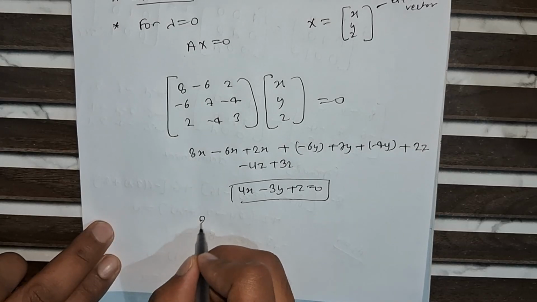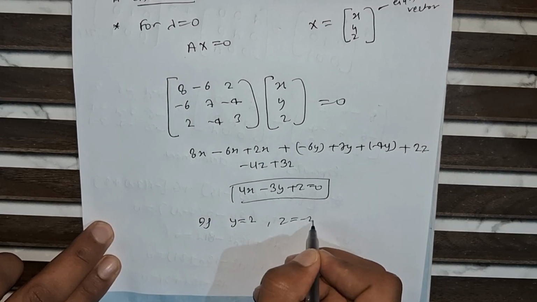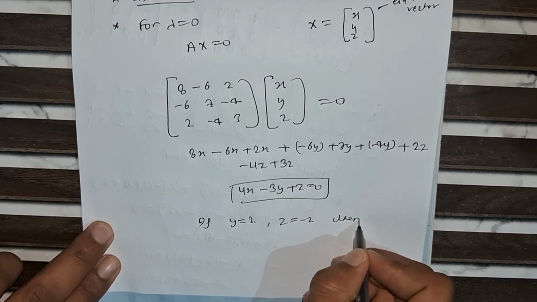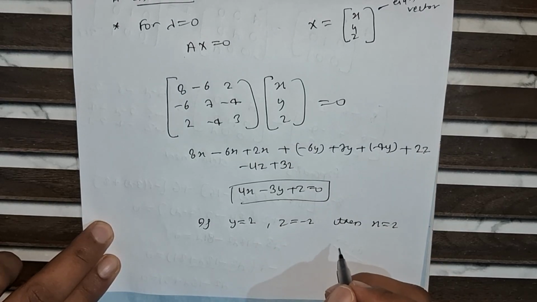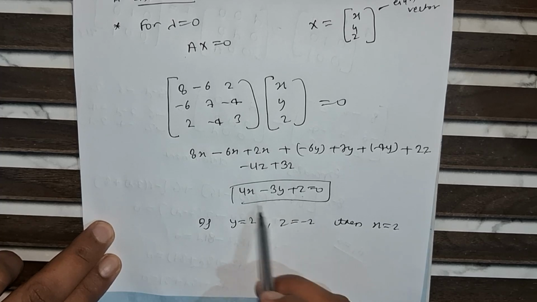So if y equals 2 and z equals minus 2, then x equals 2. Let's see how it comes. If I put y equals 2 and z equals minus 2, we can satisfy this equation.